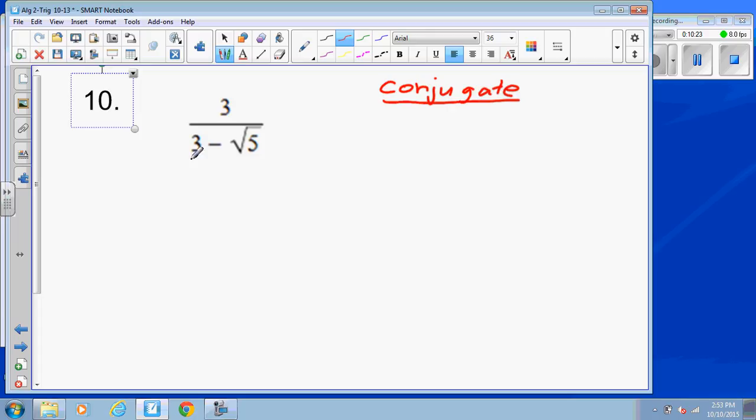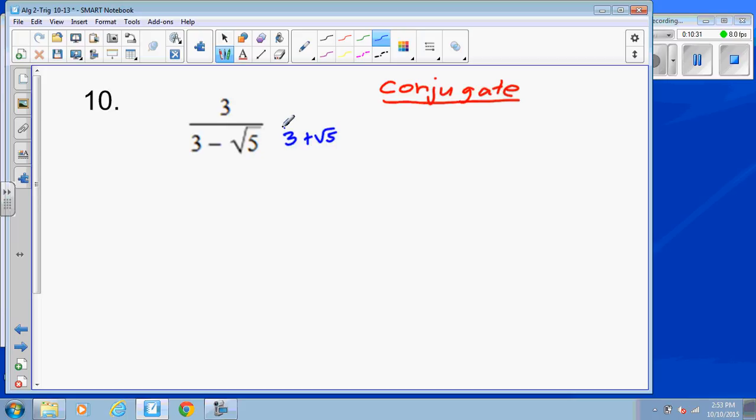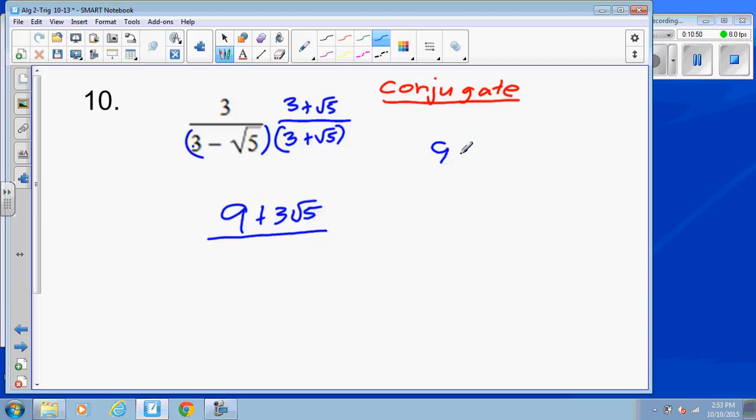Basically, the conjugate of 3 minus the square root of 5 is just going to be 3 plus the square root of 5. That goes on the bottom here, and on the top here, 3 plus the square root of 5. So that's what we're going to have for our things. And the top now becomes 9 plus 3 square root of 5. And the bottom, when I multiply 3 times 3, I get 9. 3 times the square root of 5 is going to be plus 3 square root of 5.